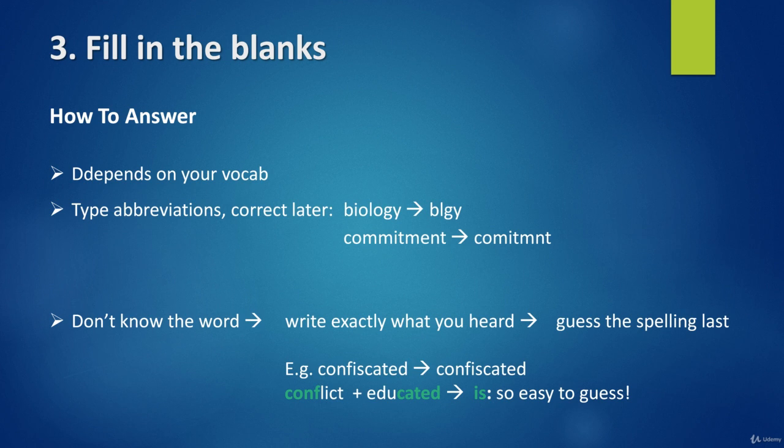Look at this example. For the word confiscated, for example, you know the word conflict and you know the word, for example, educated. So you know how conf is written and you know how cated is written. So the only part you have to guess is really is. And so it's gonna be really possible for you to guess the spelling of this word even if you don't know the word and you've never heard about it.